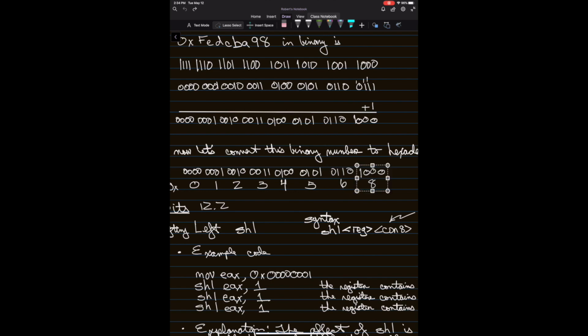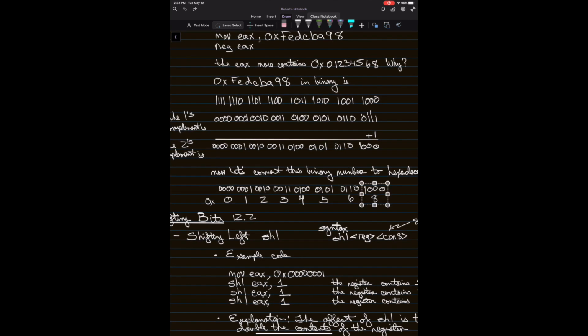1000 is hexadecimal 8. So the answer is 0, 1, 2, 3, 4, 5, 6, 8, which is exactly what I said is inside of the register. So now you know why that happened, because the negation is nothing more than the two's complement. So now let's take a look at this code from the perspective of Visual Studio and see what it looks like over there.